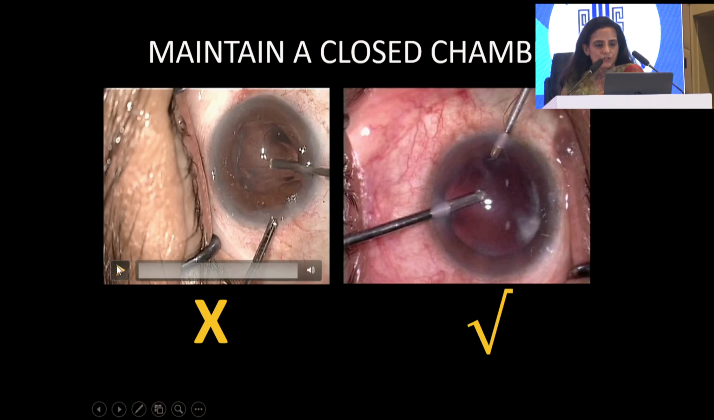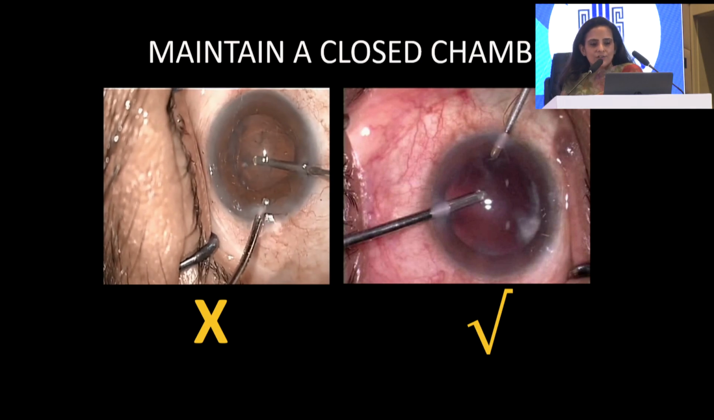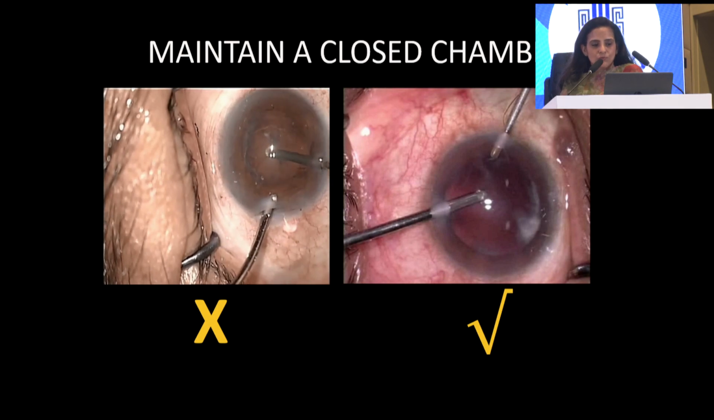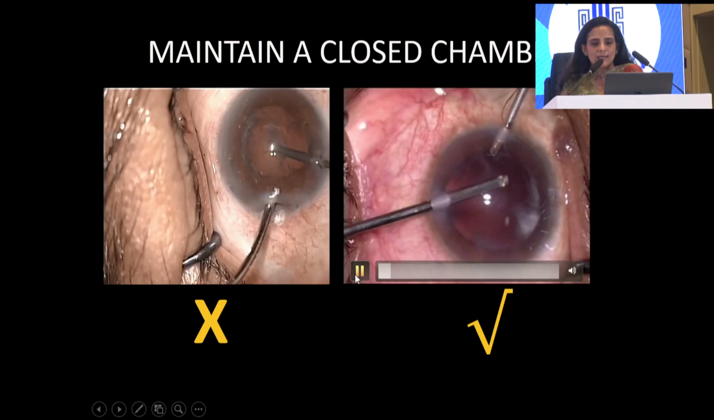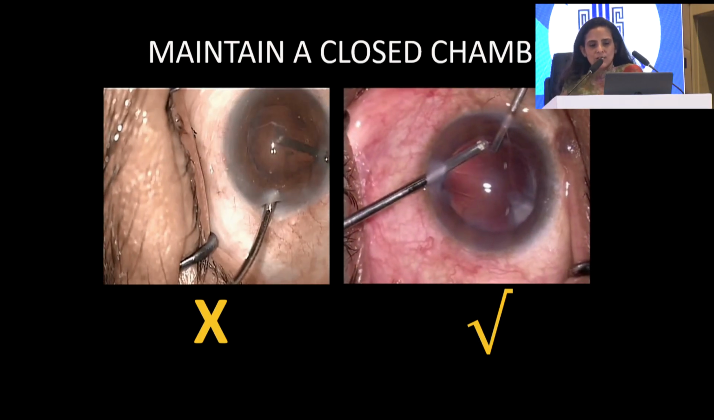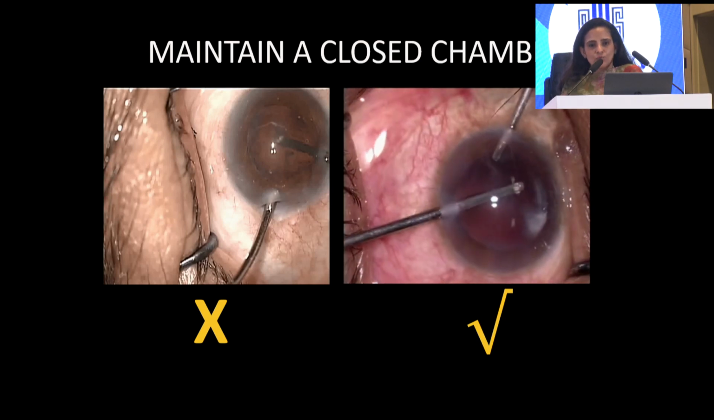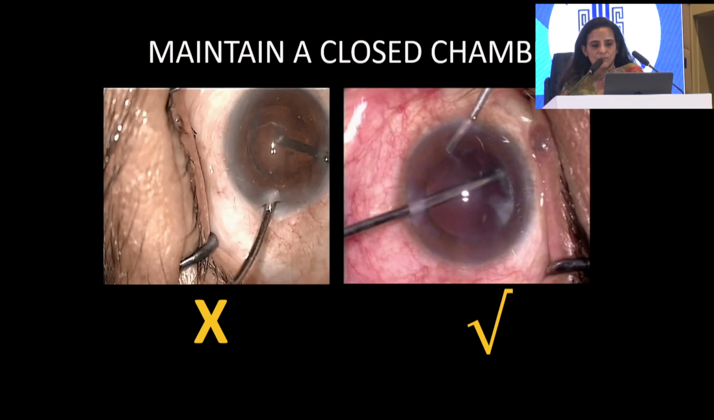So as I mentioned, always use a closed chamber. Here you see that the surgeon is using the main wound for the infusion. That creates a lot of fluctuations in the chamber, and the vitreous then tends to move forward. You see this leaky wound. Instead, always make a side port and see this. You can suture the main wound if you want. So it's always through the side port. Through one port you put the cutter, through one you put the infusion, and then do your anterior vitrectomy in a closed chamber.